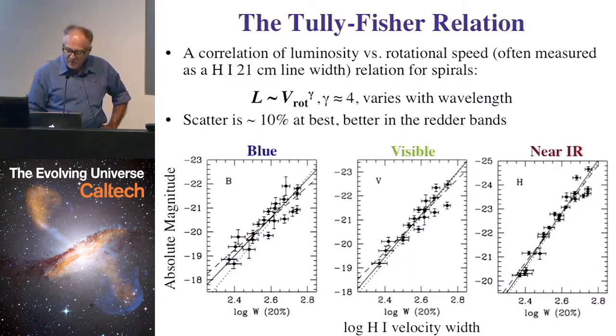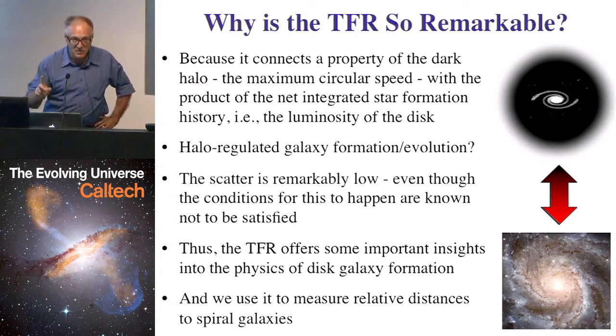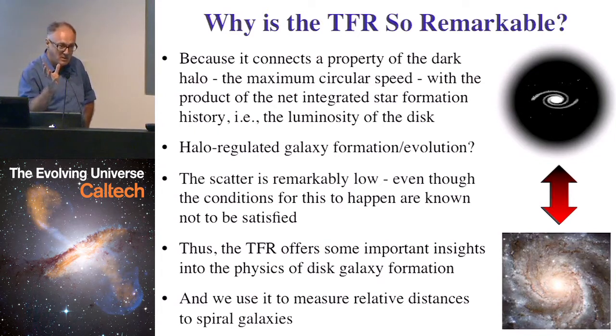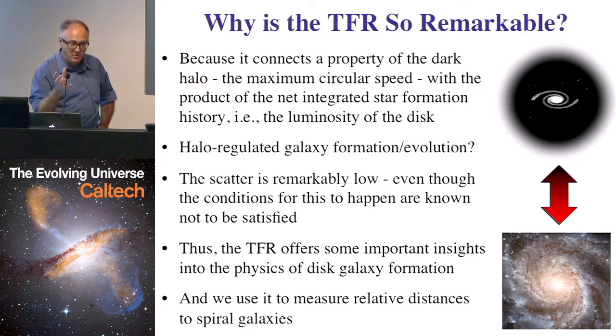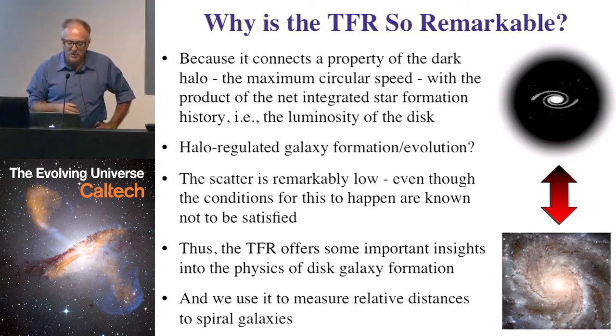Now, why is this interesting? Well, because the circular speed is a property of the dark halo, and luminosity is a product of the stellar evolution of the disk. And the fact that they're essentially perfectly correlated tells you that somehow the history of star formation in the disk is governed in some way by the dark halo, even though dark matter by itself does not interact with regular stuff in any other way than gravity. And understanding this is going to be a very interesting thing. So we don't know why it's so good, but it is, because anything we can think of will just spoil that correlation.